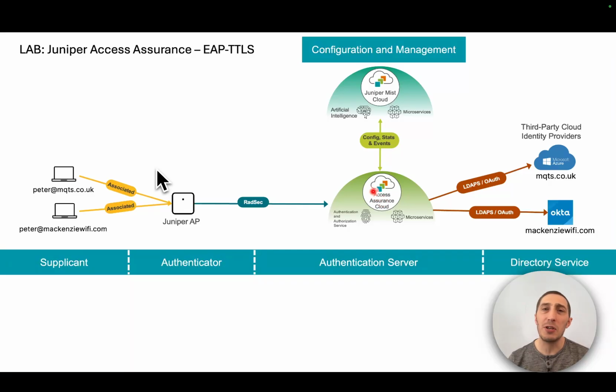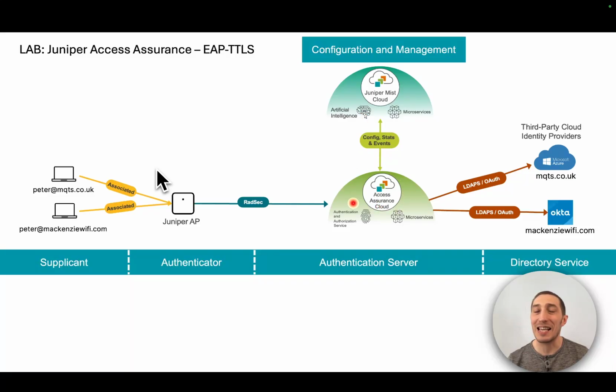Now there's two different cloud services we're going to be using in this video. There is the Access Assurance Cloud and the Juniper Mist Cloud. Now you can think of the Access Assurance Cloud, that is our authentication, as a cloud-based Radius server. But we configure and manage this cloud-based Radius server via the Juniper Mist Cloud.